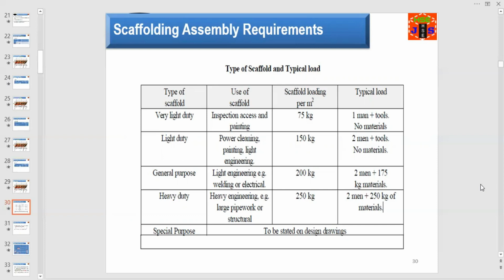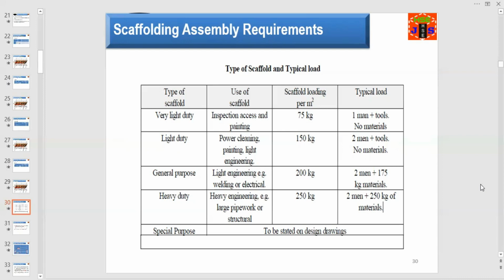Class number 3, general purpose scaffold. It can be used for light engineering like welding or electrical work. You can keep the load of 200 kg per square meter. Two men plus 175 kg material you can keep on the platform.